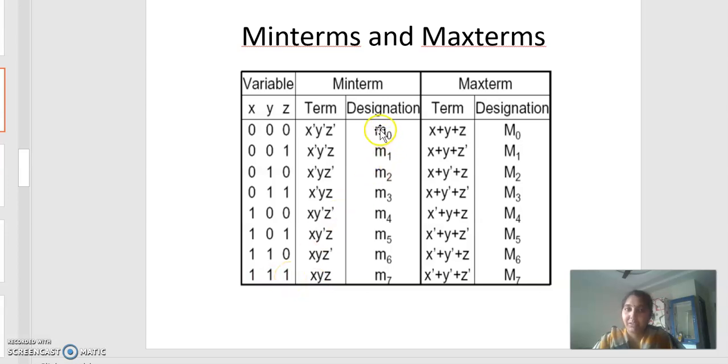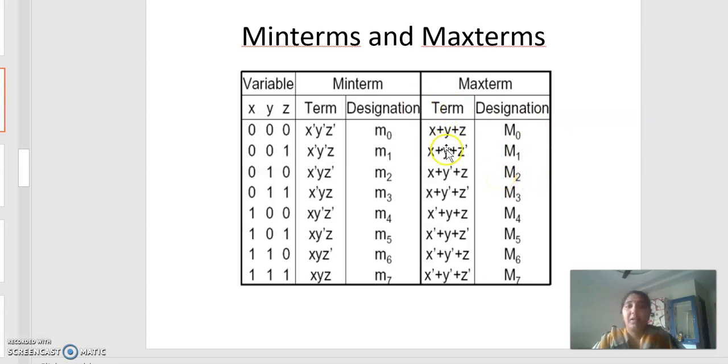The minterms can be represented by using the small m, and these numbers represent the decimal equivalent values of the combinations. 0 0 0 represents 0, 0 0 1 represents 1, 0 1 0 represents 2, 0 1 1 represents 3, 1 0 0 represents 4, 1 0 1 represents 5, 1 1 0 represents 6, and 1 1 1 represents 7. So now we'll come to the maxterms.